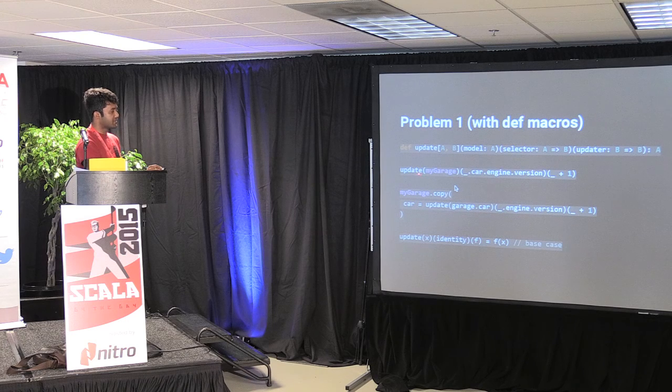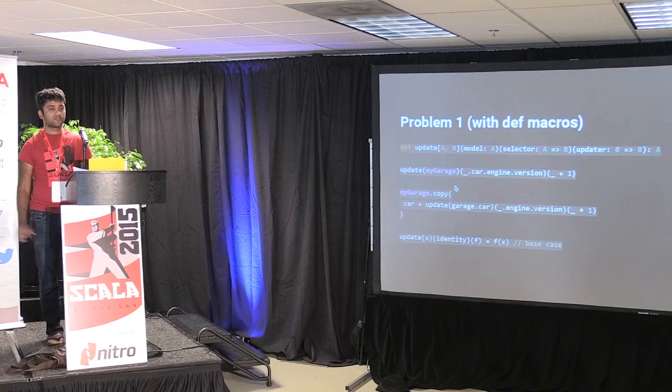And this is how you'd use it. So you say update, you give your garage instance. And this is given a garage. This is a function which, given a garage, returns the version. And what do you want to do with the version? You want to add 1 to it. So how do you write this? Without macros, it's almost impossible to write this.